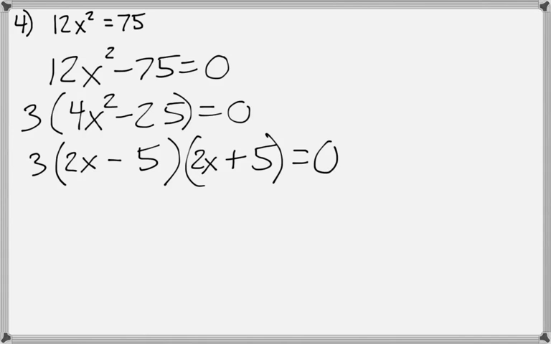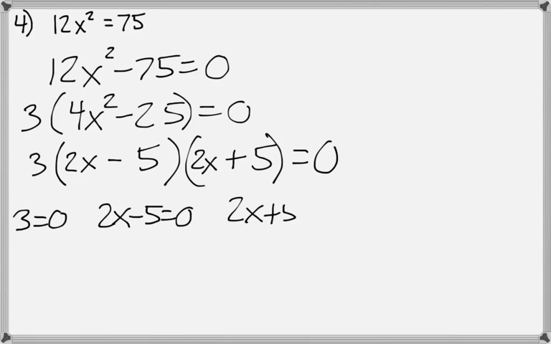So I'm going to set each of my factors equal to 0. So 3 is equal to 0, 2x minus 5 is equal to 0, and 2x plus 5 is equal to 0. So 3 is equal to 0. This does not make sense, so I actually don't even care about it.